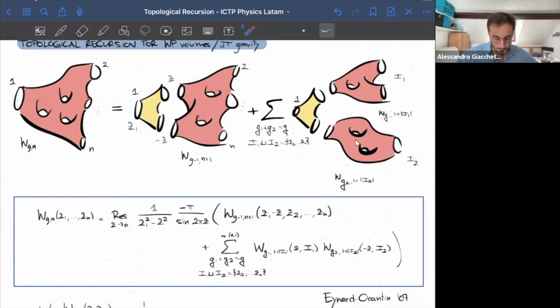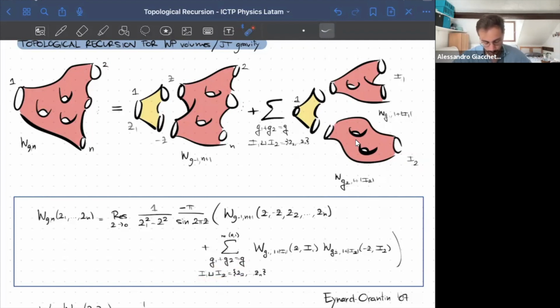But when you try to remove a pair of pants from a surface, you will also have, let's say, a disconnected case. And when you have something like this, you essentially have to sum over all possible ways of distributing the genus and distributing these boundary components. So here you have a big sum over all possible ways of splitting g as g_1 plus g_2, and over the ways of splitting z_2 up to z_n into two disjoint subsets, I_1 and I_2.